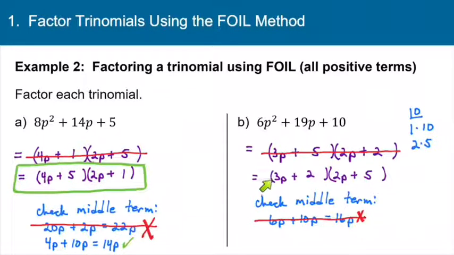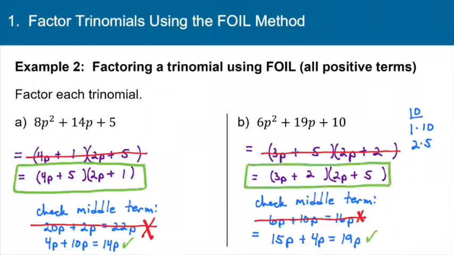Let's check the middle term here and see what we get. So outer times outer is going to be 15p. Inner times inner is going to be 4p. Add those together and we get the 19p that we needed for the middle term. So that's good, and that means that this factoring is correct.